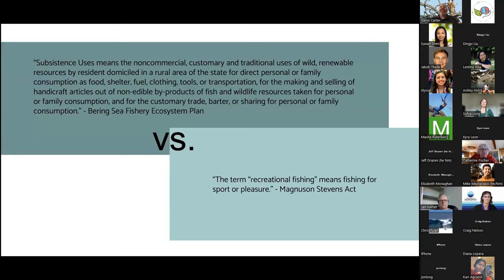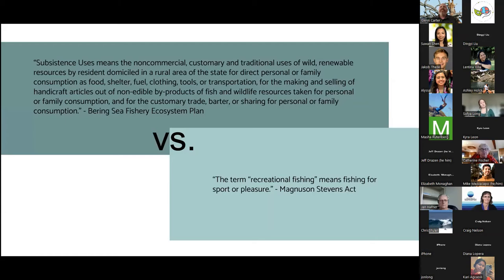That is reflected in the definition for subsistence use and subsistence fishing within Alaska. You can see this definition is quite extensive. It talks about more than just eating, consuming, or selling fish. There are many elements incorporated into it, traditional customary uses of these resources and things.